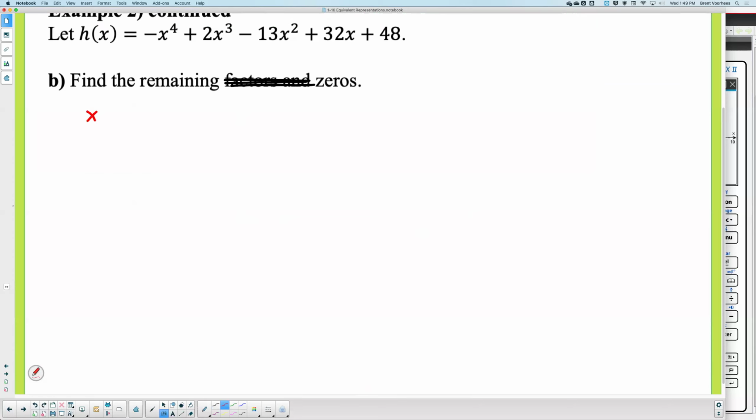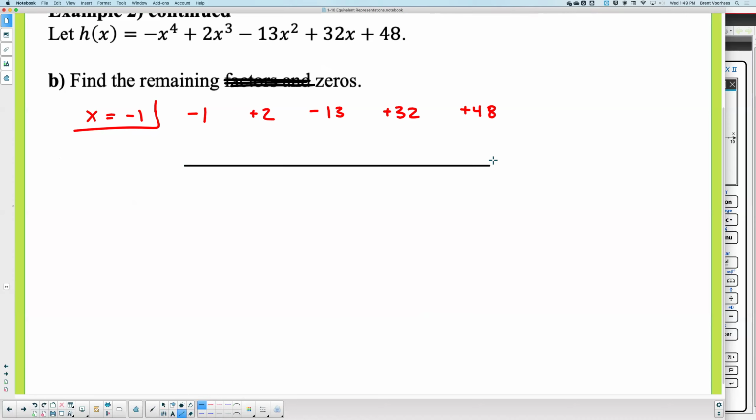It's the easiest way to simplify an equation quick. So let's take one of those zeros. Let's just take -1. I'm going to divide -1 into this equation. So let's start writing out our coefficients. Do you all remember how synthetic works? We have -1x to the 4th plus 2x cubed minus 13x squared plus 32x plus 48. After you write those out, leave yourself a space and then draw a horizontal line underneath.